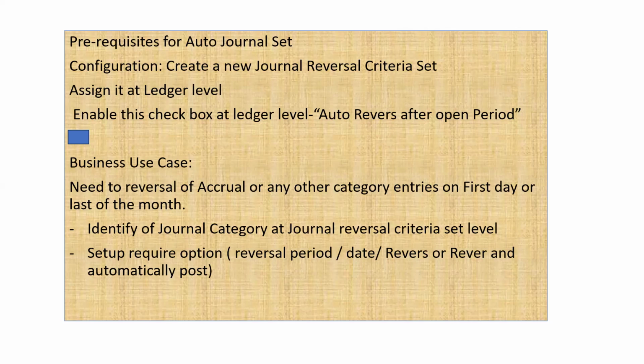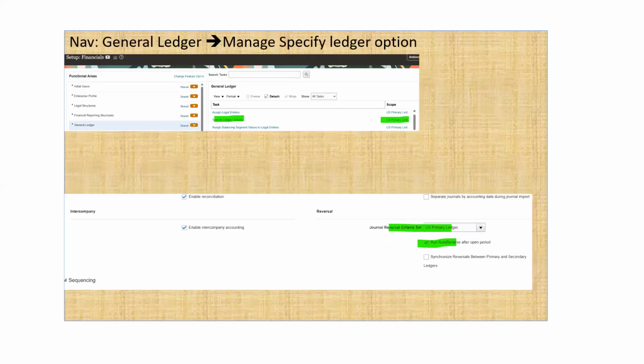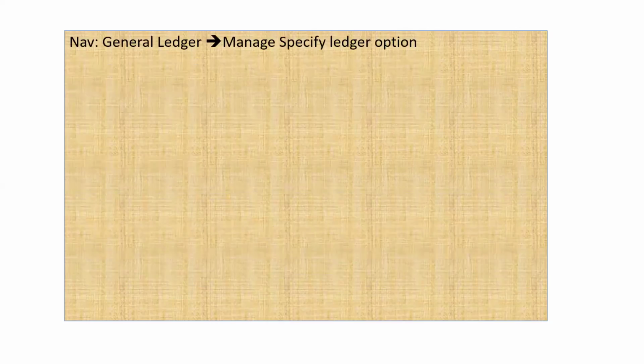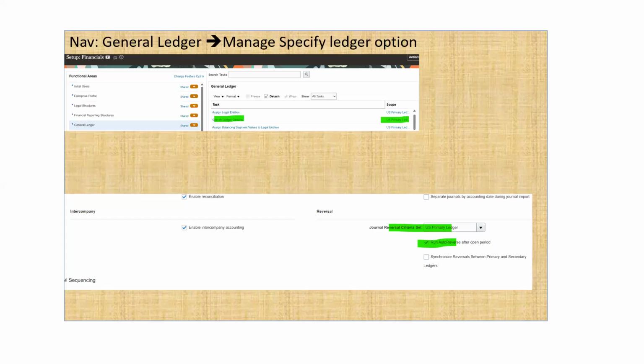And what is the business use case? Reversal of accruals or any other category of entries on the first day of every month or the last day of every month. In that case, what do we need to perform? Identify the general category at the general reversal criteria set level. This is the configuration already given here. Let's get into the application to perform the use case.